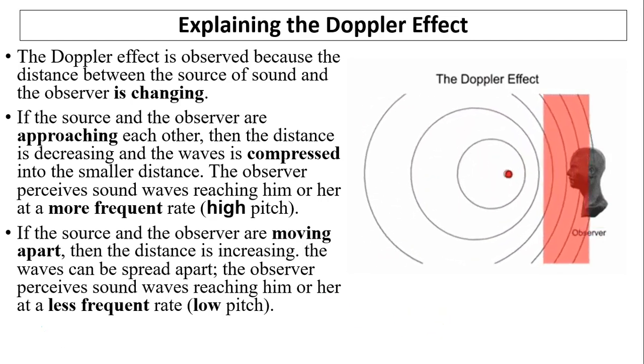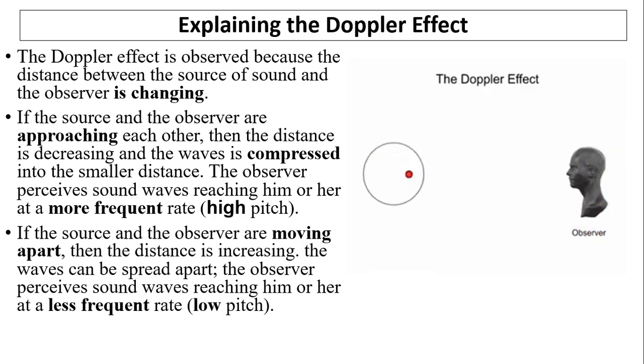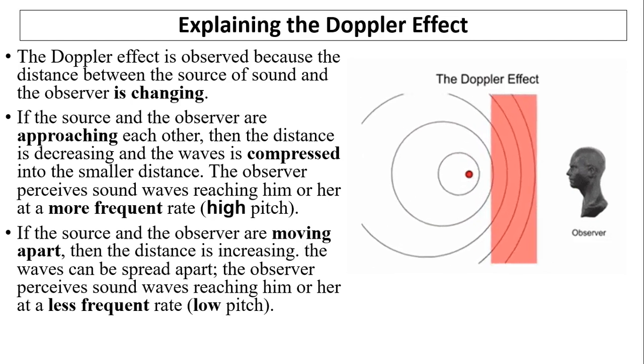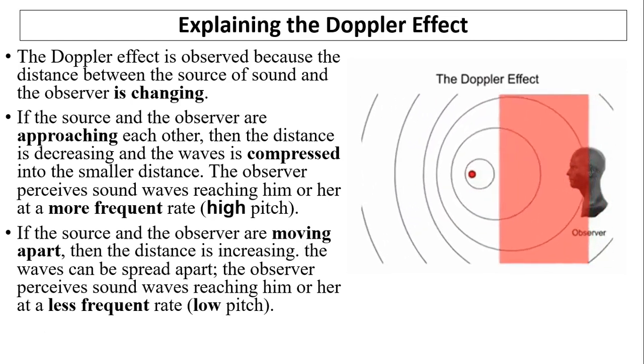Explain the effect of Doppler effect. The Doppler effect is observed because the distance between the source of the sound and the observer is changing. It doesn't have to be sound. It could be any wave.